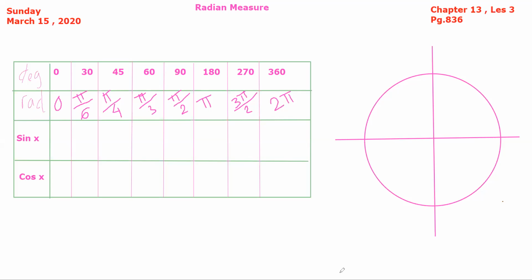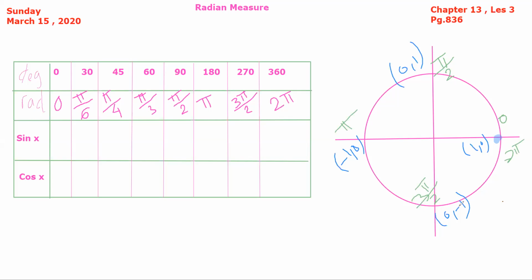As we discussed before in lesson 2, if we have a unit circle with a radius of 1, here we have 1, 0. Here we have -1, 0. Here we have 0, 1. And here we have 0, -1. Here we have angle 0. Here we have pi over 2 or 90. Here we have pi. Here we have 3 pi over 2. And here we have 2 pi.